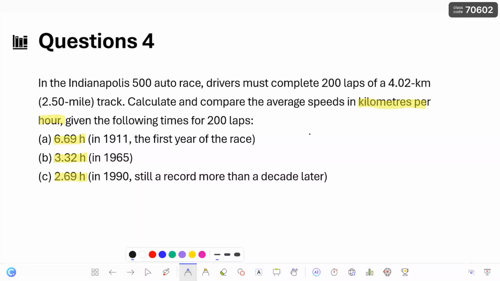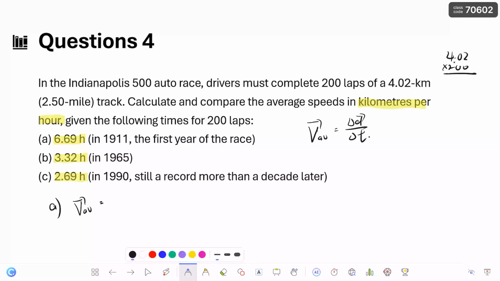The formula to find the average speed is distance divided by time. First of all, we just put the values from the question into the formula, then we are able to find it. So v_av is equal to the total distance traveled, which is 4.02 km. That means the total distance traveled should be 4.02 times 200, right?